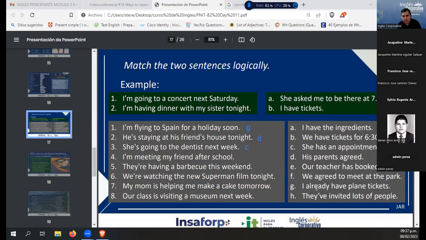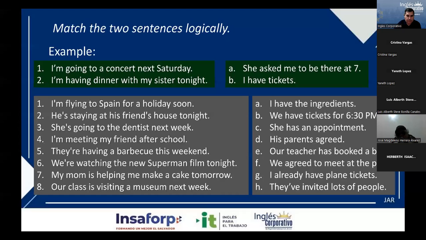Vamos a ver. They have invited lots of people. No sé. F. We agreed to meet. Vamos a reunir en el parque. Sí. F. Y otro igual que el de la que se va a quedar en la noche. They're having... I've invited lots of people.